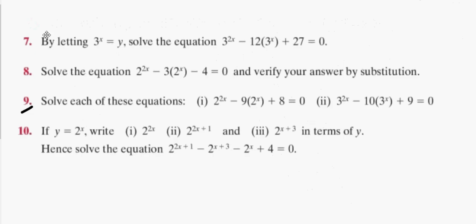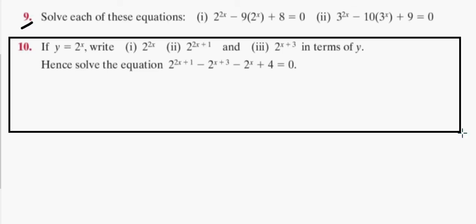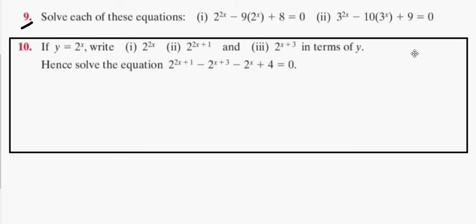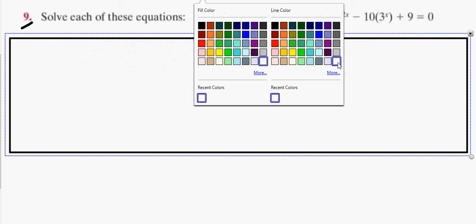Now, let's move on to question 9. Alrighty. Which part? Both of them or one of them? Both. Alright. Always look at the middle parts.